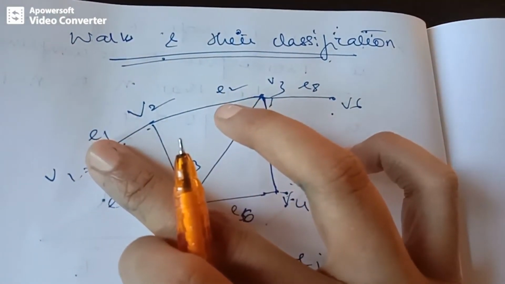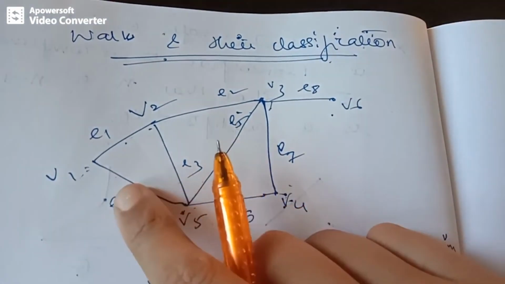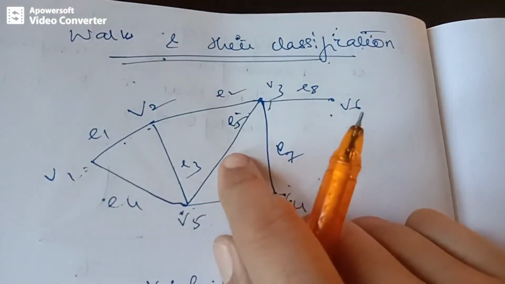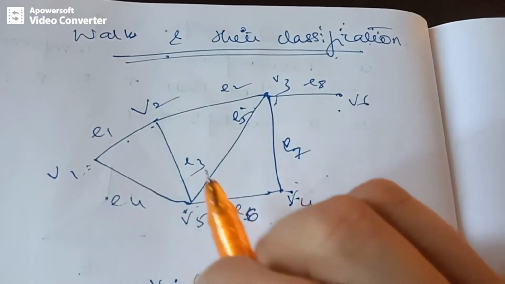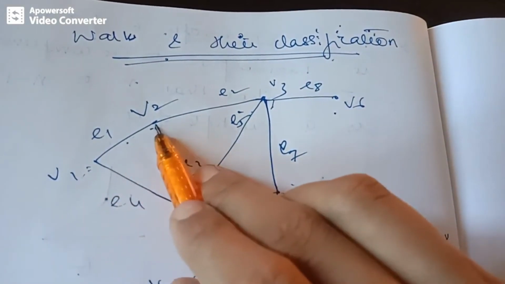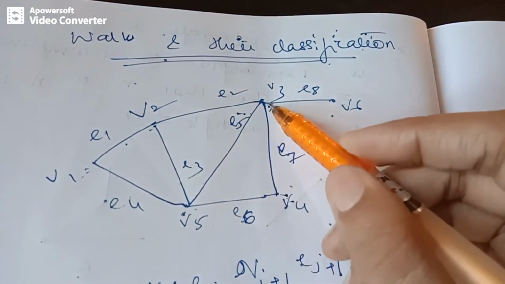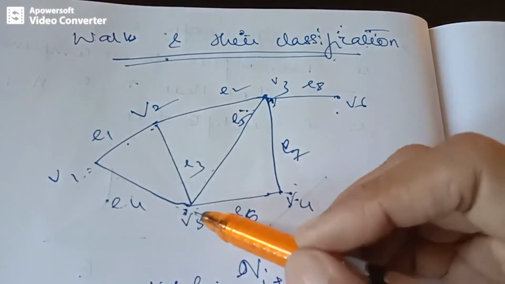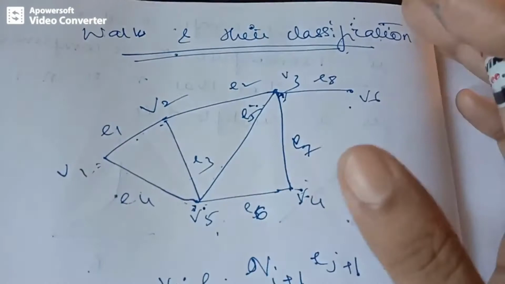What about an open walk? A walk which is not closed is called an open walk, or an open walk is a walk that begins and ends at two different vertices. For example, we can have an open walk V1, E1, V2, E2, V3, then E5, V5. It starts at V1 and ends at V5. So this is an open walk, a walk which begins and ends at two different vertices.